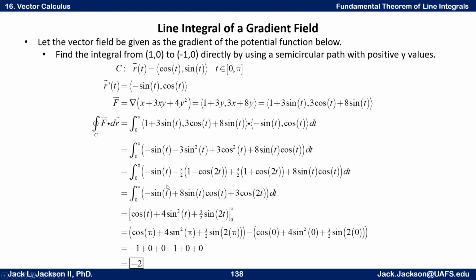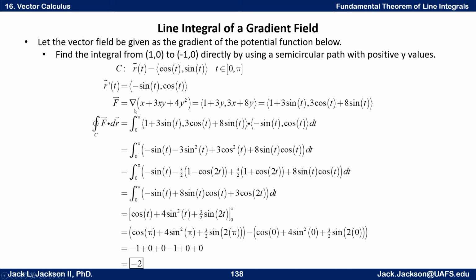Well, here we go. We did this one earlier. If we're talking about this semicircular path, it's part of the unit circle in the first and second quadrants. An easy parameterization is r of t equals cosine of t comma sine of t, where t goes from 0 to pi. r prime is then negative sine of t comma cosine of t. And the function F is the gradient of this scalar function. Remember, that gives you the partial derivative with respect to x, comma the partial derivative with respect to y. Take the derivative with respect to x, you get 1 plus 3y plus 0. So 1 plus 3y is the x component. And the y component is the partial derivative of this with respect to y.